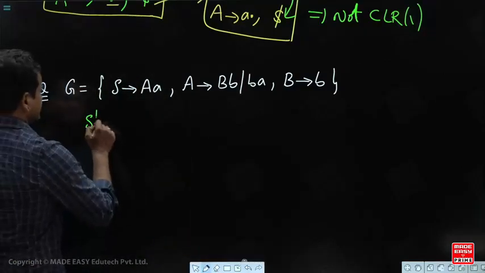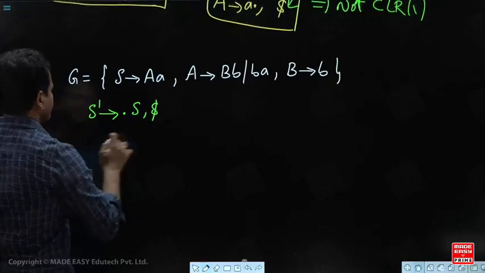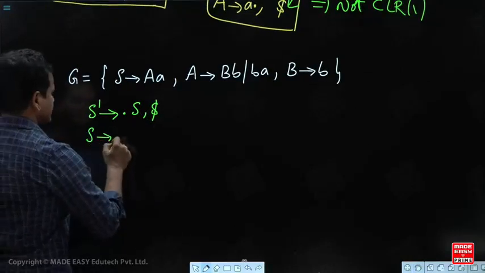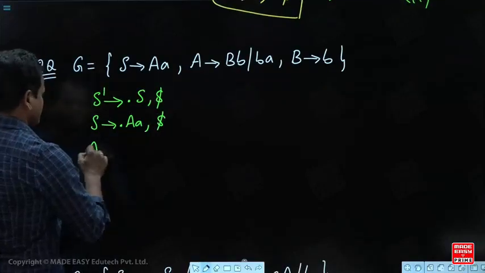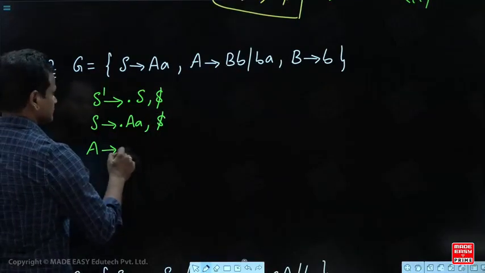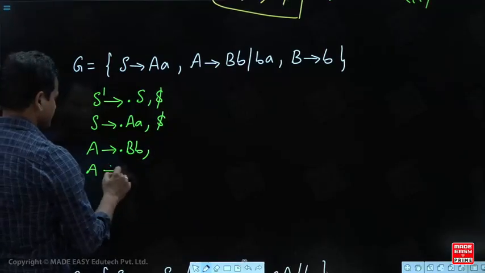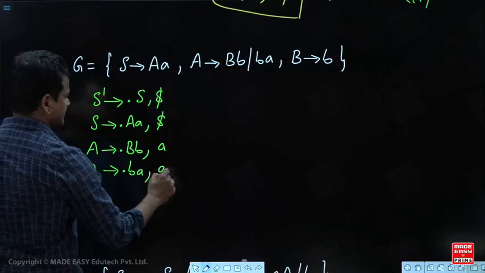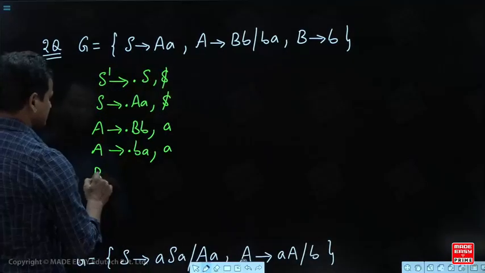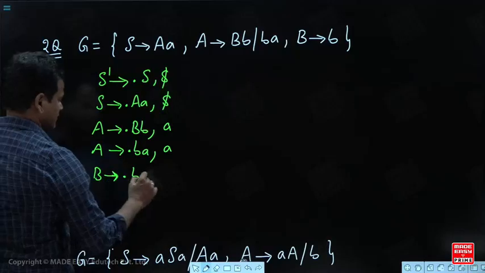S' there is dot S, comma dollar. S there is dot AA, comma dollar. Then dot BB. On A, A after A it will be A. B there is dot BB, comma B.